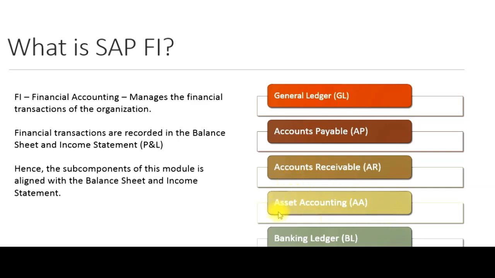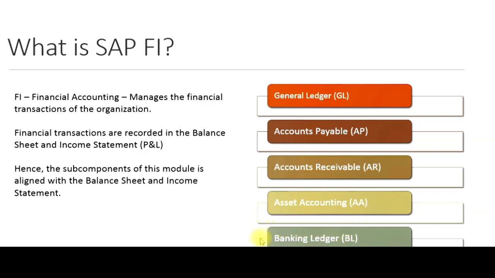Then you have asset accounting. Now the term asset accounting is specifically for the fixed assets. So fixed assets, of course, is your land, building, vehicles, anything to do with the heavy machinery. Is all your fixed assets. It's coming on the asset accounting side of SAP.